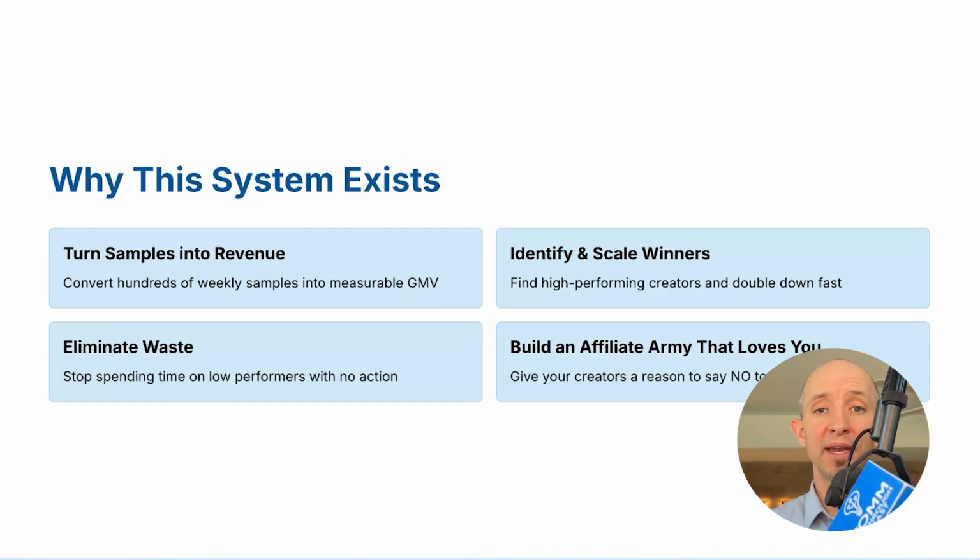Thirdly, we want to eliminate waste. How do we keep our team focused on the best creators? And how do we eliminate the waste of sending out additional samples to creators that maybe didn't perform well the first go round? And last but not least, this is the key thing: how do you build an affiliate army that absolutely loves your brand? This becomes your moat to protect against them just jumping around from brand to brand to brand, or especially to your competitors, because they love your brand so much.